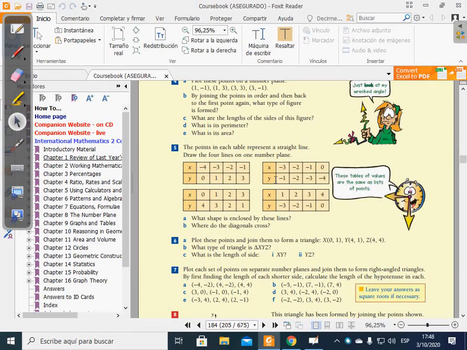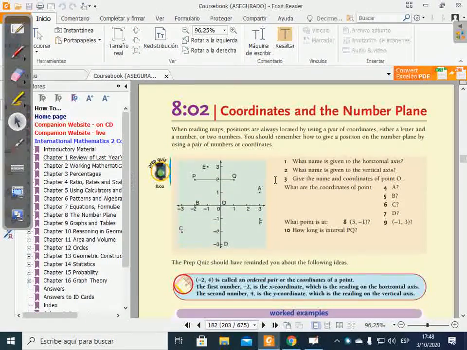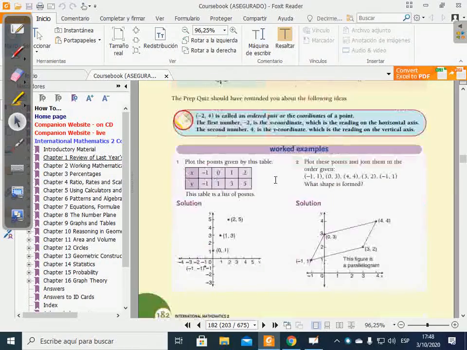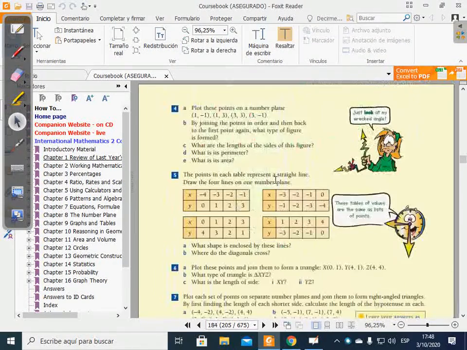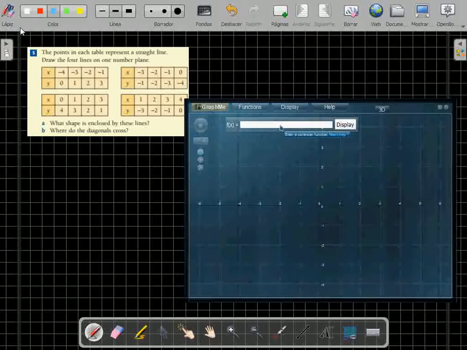Alright, now we're going to go on with another exercise from the topic coordinates and the normal plane. Always our exercises, or maybe this time, are taken from the book International Mathematics 2. And this time we're going to solve exercise 5. So let's take it to our blackboard. There it is. And let's read what it says.